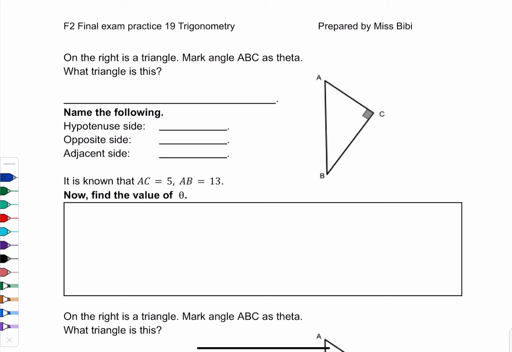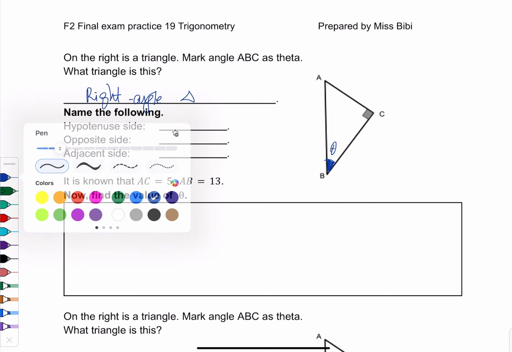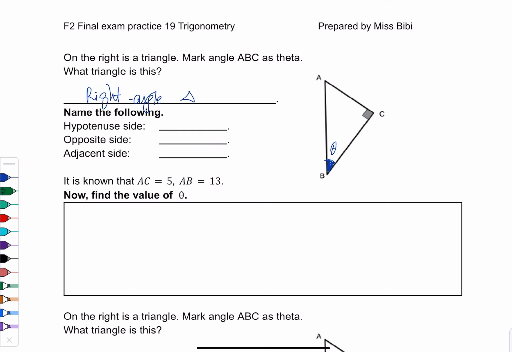So this is a right angle triangle. Which one is our theta? ABC, which is here, because the figure can move around. And then which one is the hypotenuse line? Hypotenuse line means the line opposite the right angle. So this is your hypotenuse line. Which one is the opposite line? Opposite is the line that's opposite the angle. So this is your opposite line. And then whatever is left is called the adjacent line.